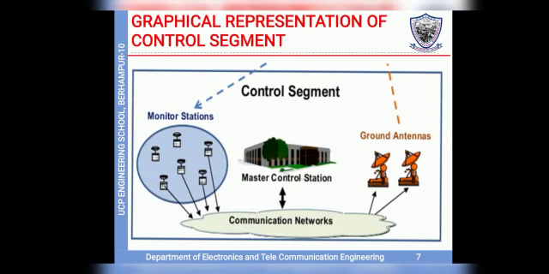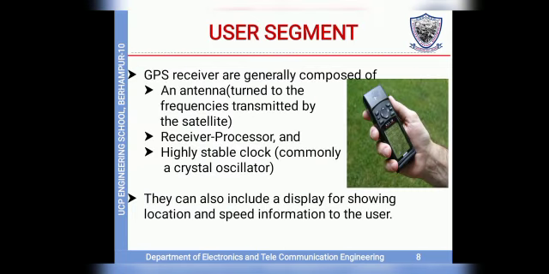Moving on, user segment. GPS receivers are generally composed of an antenna tuned to the frequency transmitted by the satellites, a receiver processor, and a highly stable clock, commonly a crystal oscillator. They can also include a display for showing location and speed information to the user. Receivers vary greatly in size and complexity, though the basic design is very simple.